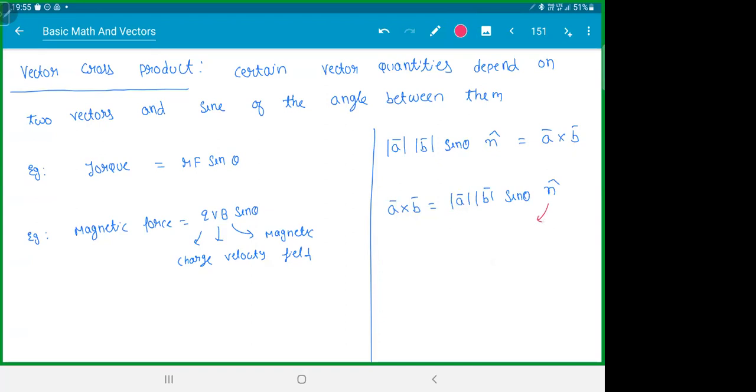This n cap is a pseudo vector. Remember what a pseudo vector is? It's a vector perpendicular to the plane and it gives you the rotation. You guys remember that? It's a pseudo vector. Basically, it's a pseudo unit vector, which means it's not a real direction.